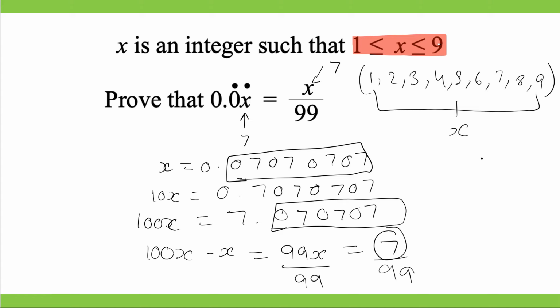If we picked another number, for example 2, it would be the same working out as well, and it would be the same answer. And that is it for this video.